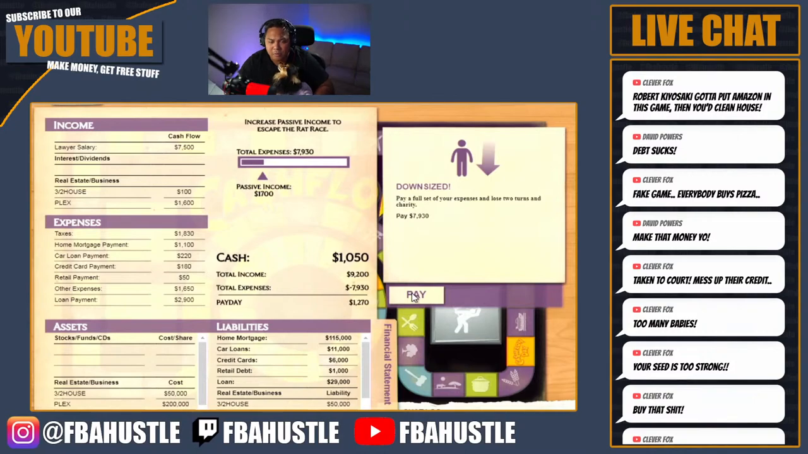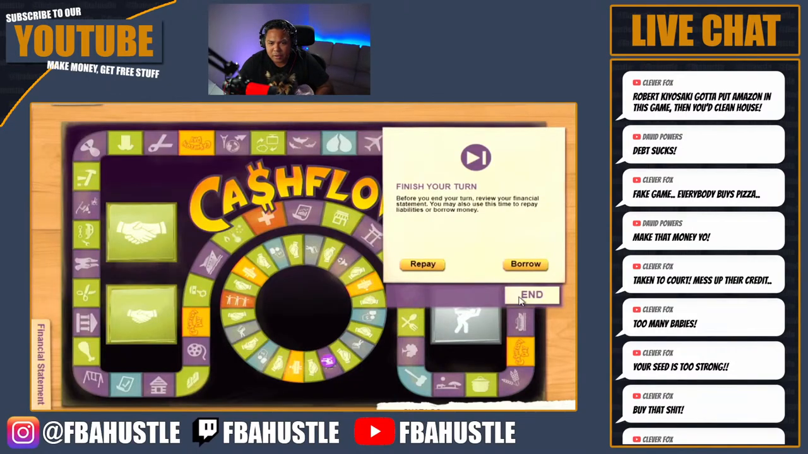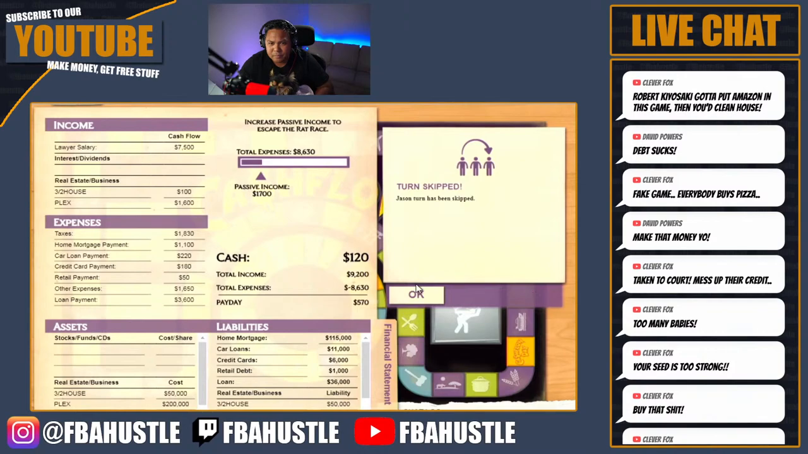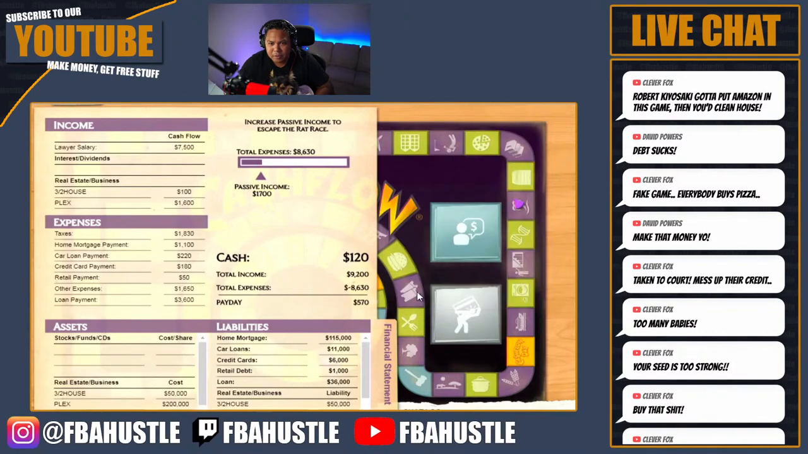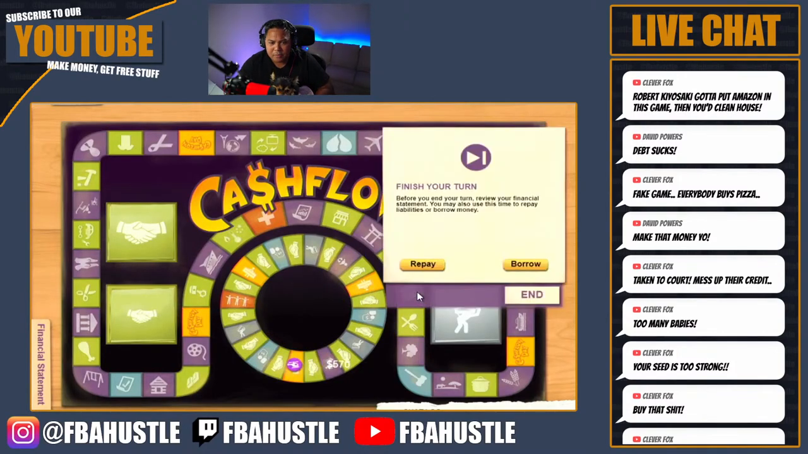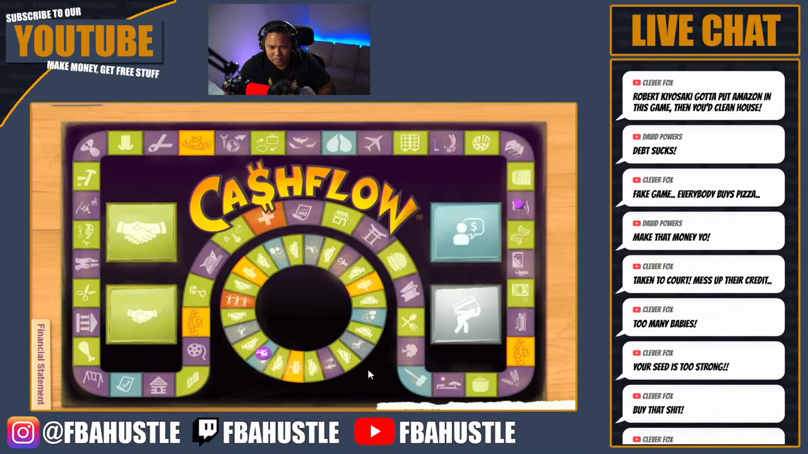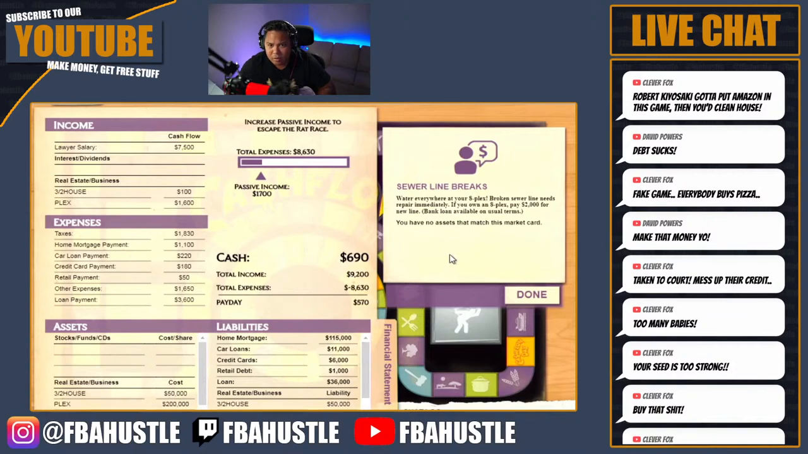Oh no, downsized? It's okay. Not enough funds, I gotta get a loan. Turn skipped. Maybe I shouldn't have gotten that property. Sewer line breaks, water everywhere at your 8-plex. I don't have one of those. Broken sewer line needs immediate repair. All right.